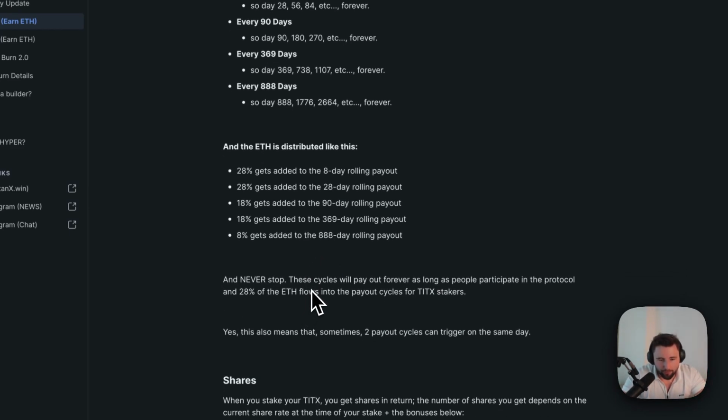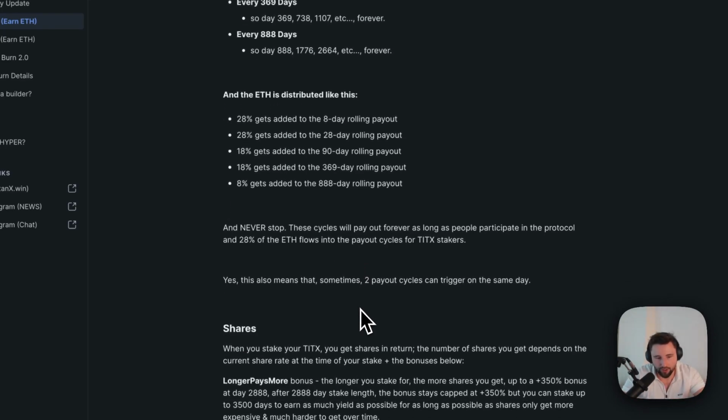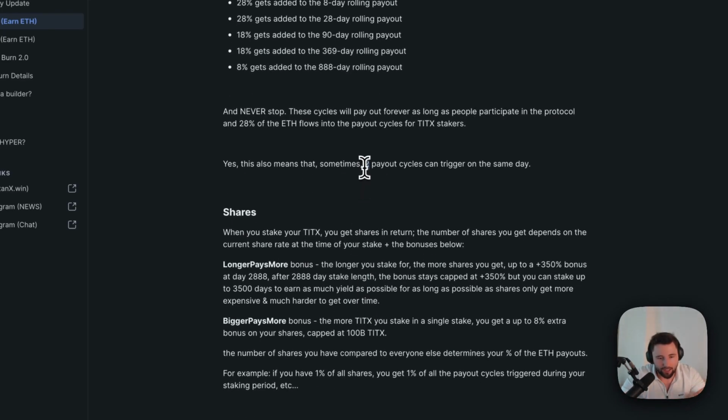And it never stops. These cycles will pay out forever as long as people participate in the protocol, and 28% of the Ethereum flows into the payout cycle for Titan stakers. And yes, this also means that sometimes 2 payout cycles can trigger on the same day. For example, day 56 is when an 8-day rolling payout cycle triggers and a 28-day rolling cycle payout triggers, right? Because 56 divided by 28 is 2. So that's the second 28 cycle, right?